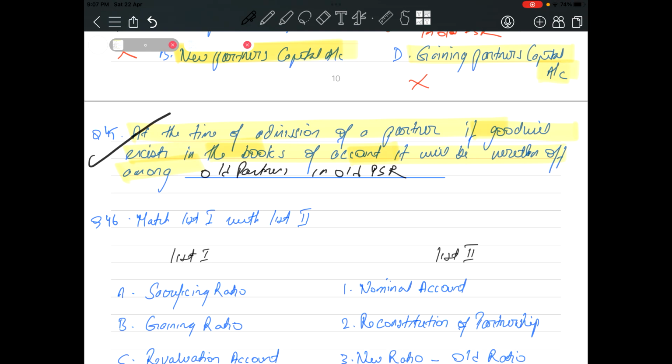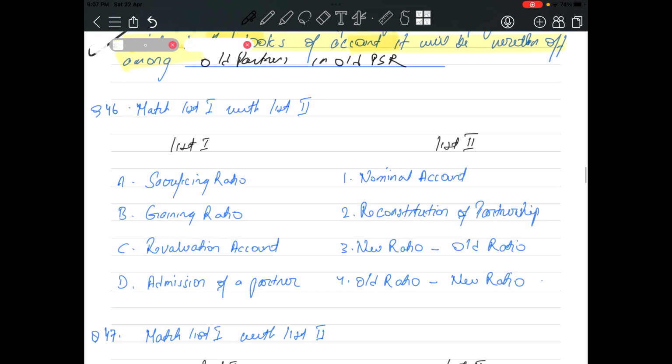I hope this question is clear. At the time of admission of a partner, if goodwill exists in the books of accounts, it will be written off among all old partners in the old profit sharing ratio. So we are done with question number 45.